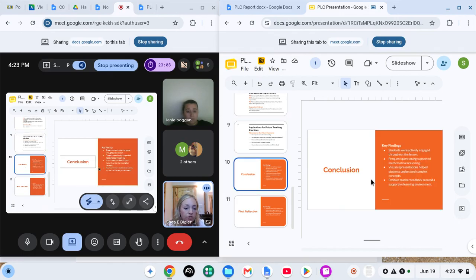Then our conclusion, key findings were the students were actively engaged throughout the lesson. Frequent questioning supported mathematical reasoning. Visual representations helped students understand complex concepts. And then the positive teacher feedback created a really supportive learning environment.